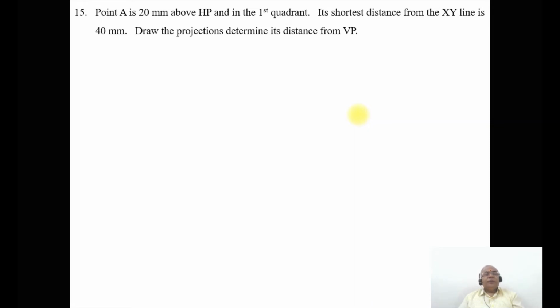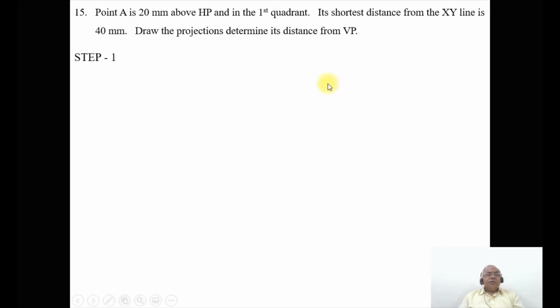Now in this video, we are going to take up one more problem: how to analyze this shortest distance problem. The problem reads as: point A is 20 mm above HP and in the first quadrant. Its shortest distance from the XY line is 40 mm. Draw the projections and determine the distance from VP.